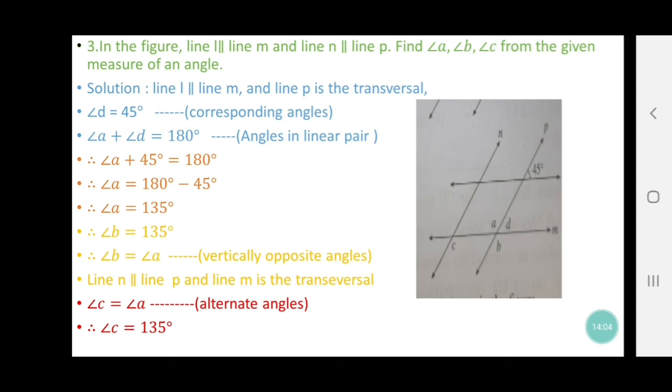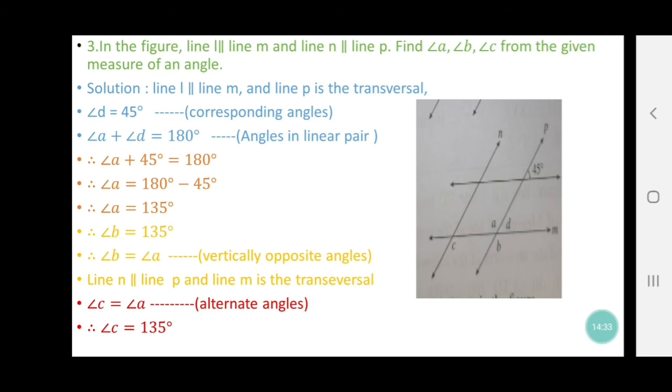So line N is parallel to line P and line M is the transversal. Now we have to shift to the other lines which are parallel to one another. First we considered line L is parallel to line M. Now it is given that line N is parallel to line P and M is the transversal. So this B will be equal to C.